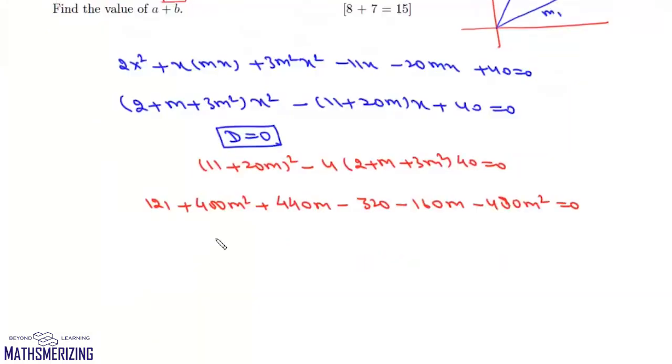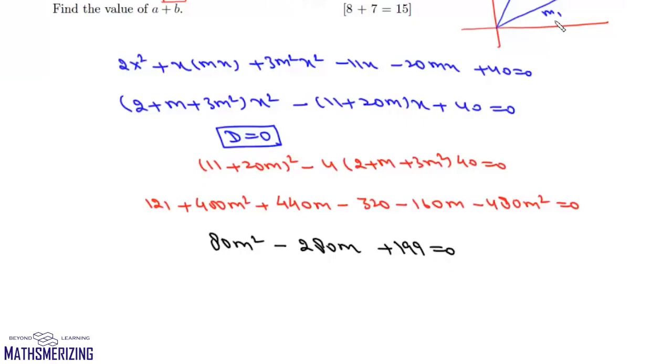Now we can write this equation as 80m square minus 280m plus 199 equals 0.